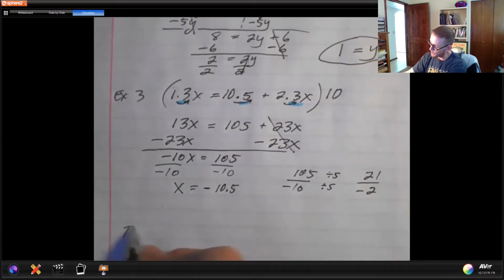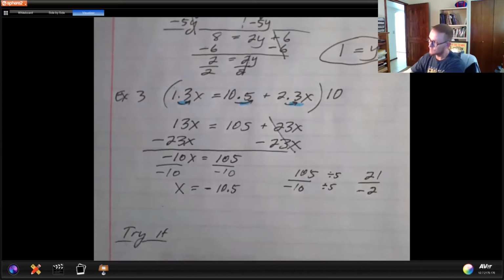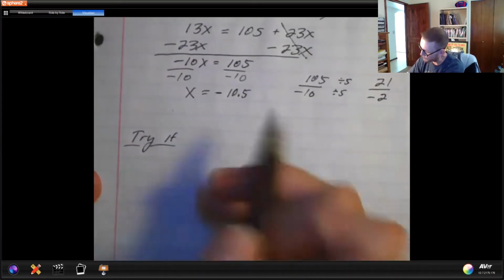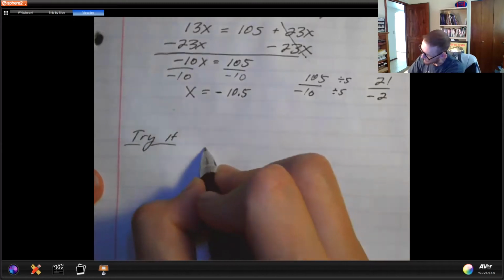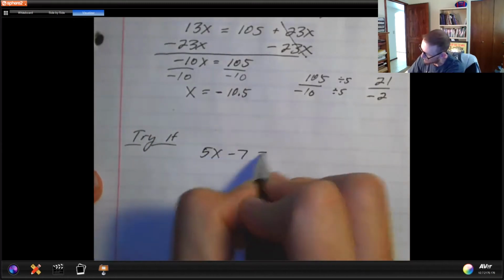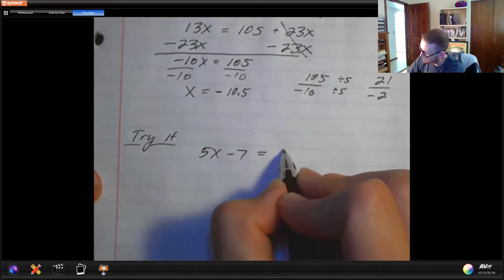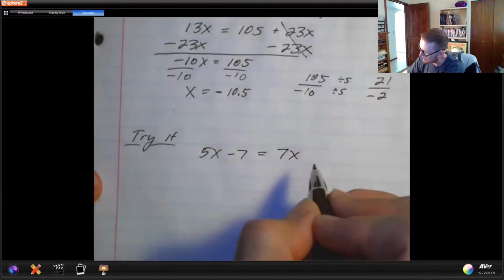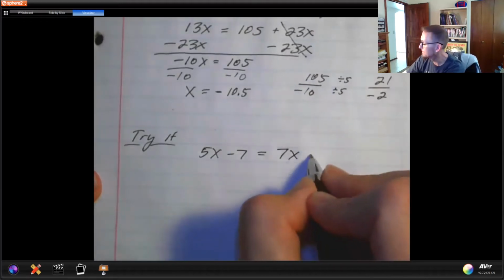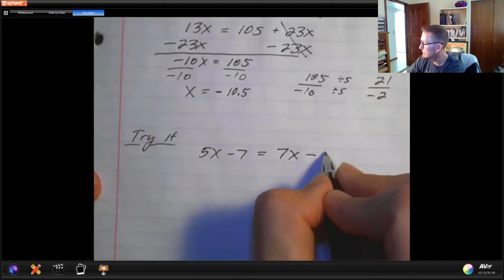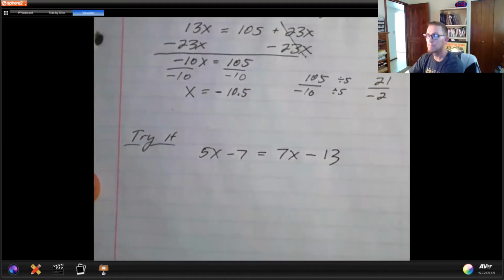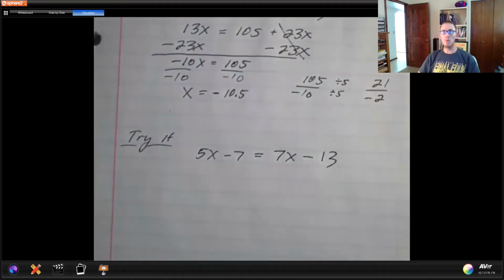Let me go ahead and give you one here to try yourself. So we're going to give you variables on both sides. And let's go ahead and say that it's 5x minus 7 equals, and let's make it 7x minus 13. So go ahead and take a moment and pause this. Remember to move the x's to one side. And then when you're done, go ahead and resume the video to see it worked out.